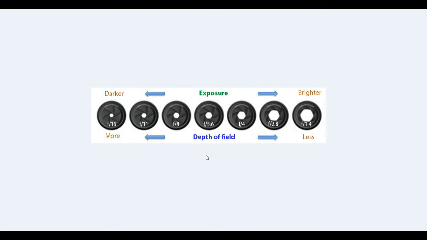As we did last week, we looked at apertures. The smaller the aperture, the larger the number. The larger the aperture, the smaller the number. And with exposure, a small aperture will have a darker image, and a large aperture will have a brighter image. And depth of field, the smaller the aperture, the more you'll have in focus, and the larger the aperture, the less you'll have in focus.